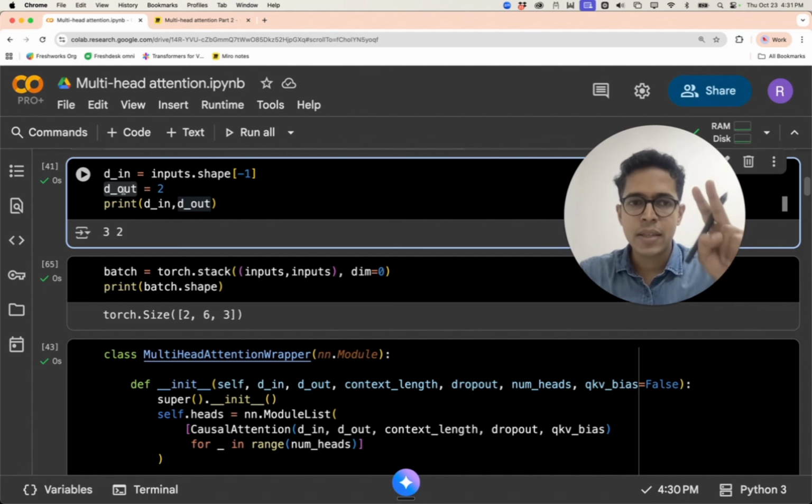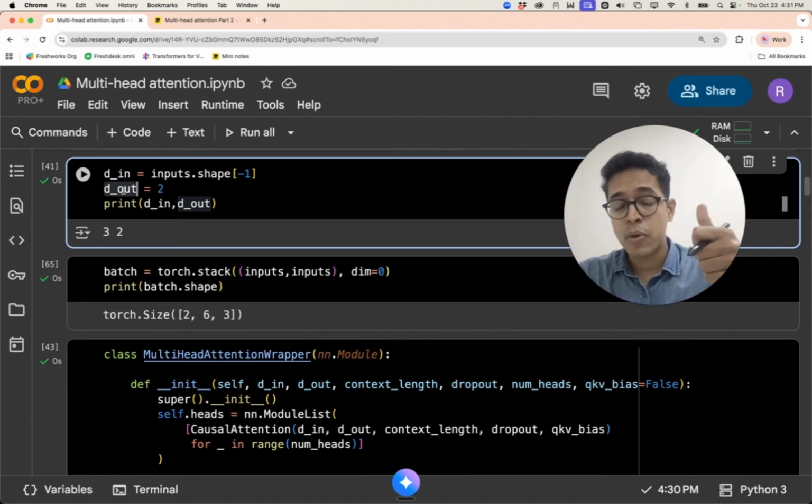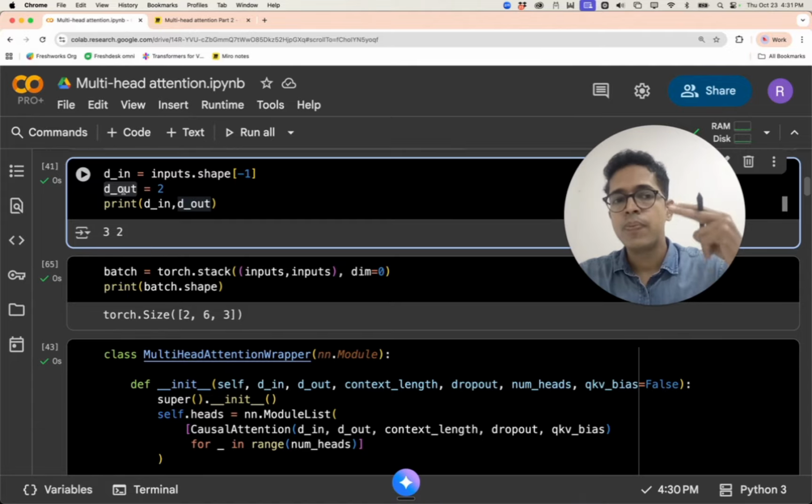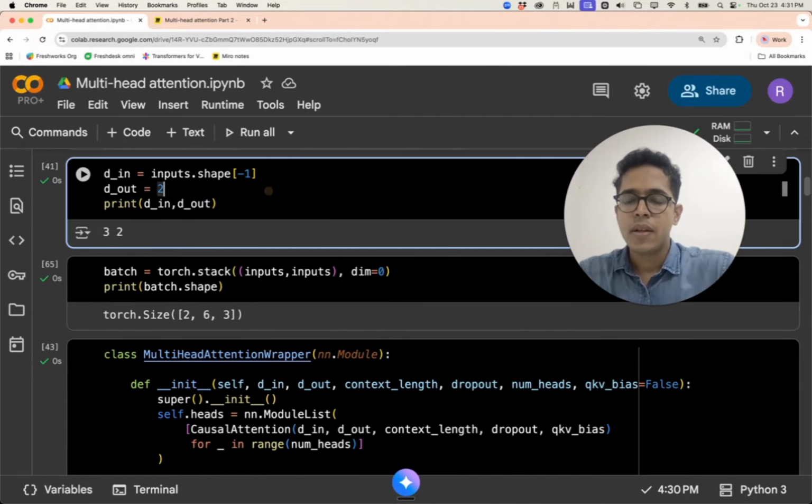So if I have batch size of 2, 6 input vectors, each of 3 dimensions, my final output should be batch size of 2, 6 context vectors with dimensionality 2 each. That is what I'm expecting finally. Okay. So let me run this code.